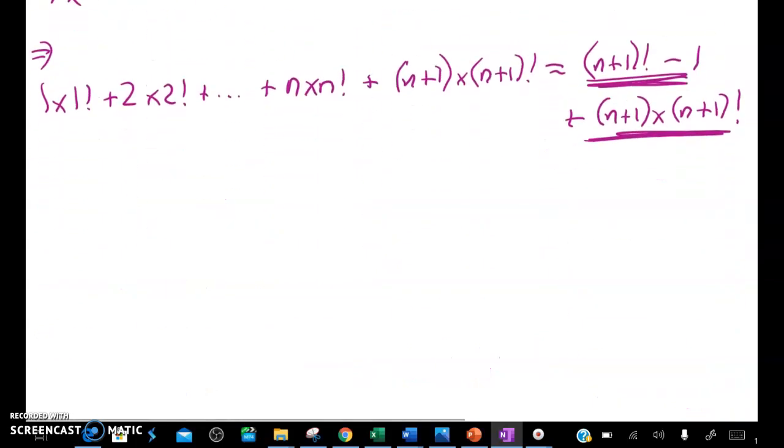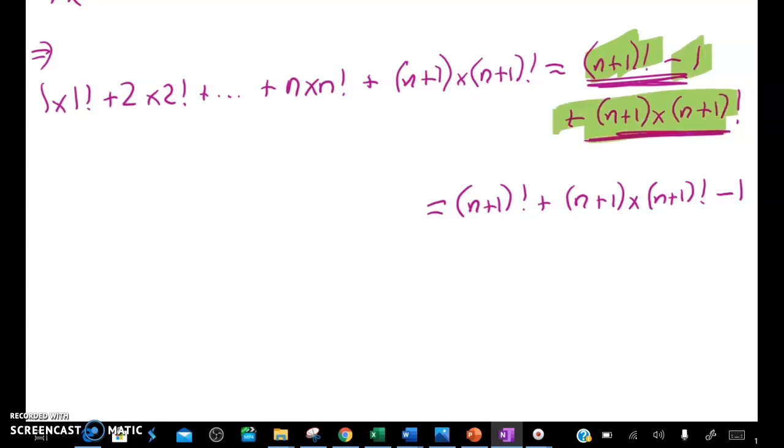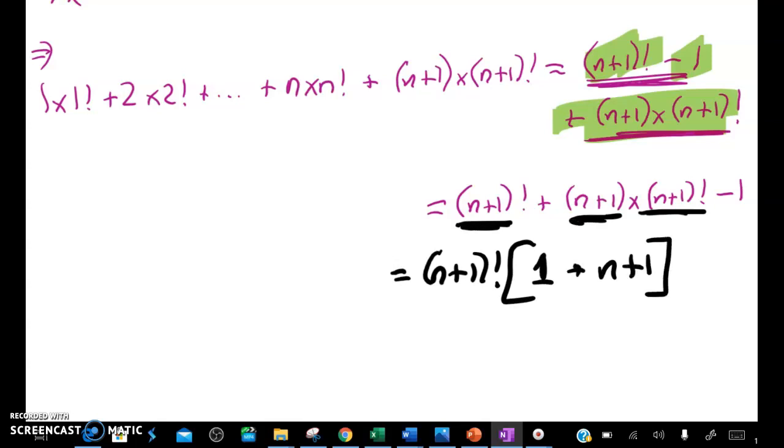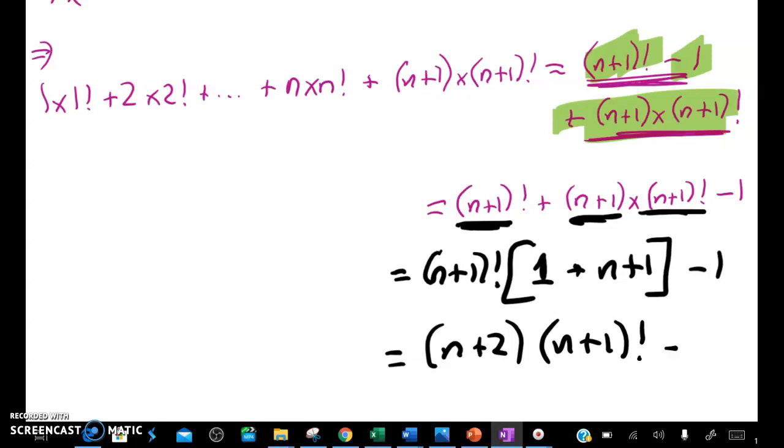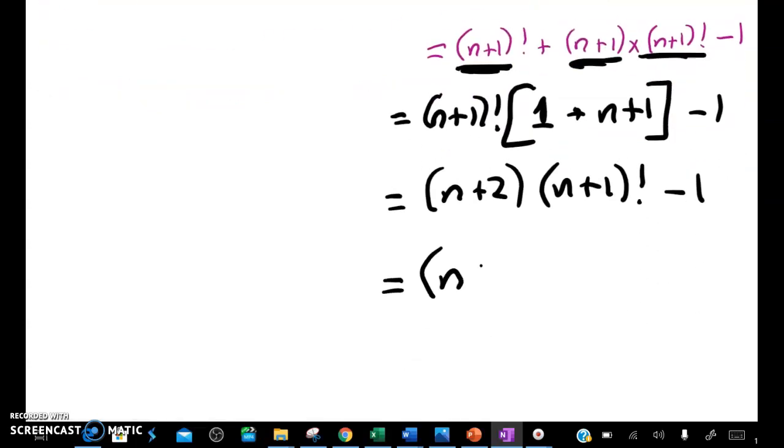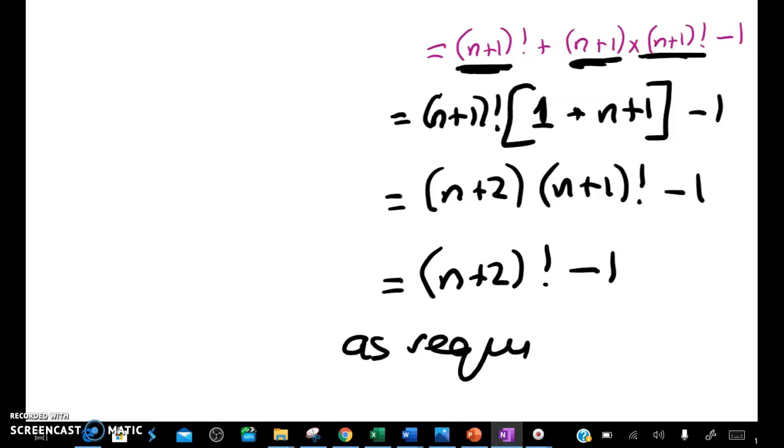And it's pretty simple. If we reorder, we can get this: (n+1) factorial plus (n+1) times (n+1) factorial, take away 1. That's that term, and then that one. We can take out a common factor of (n+1) factorial. So we've got one lot of them here, and n+1 lots of them here, take away 1. That gives me (n+2) times (n+1) factorial minus 1, which is (n+2) factorial minus 1, as required.